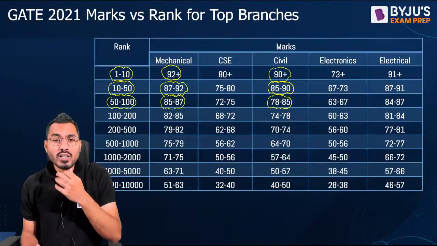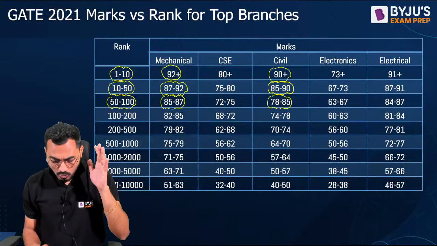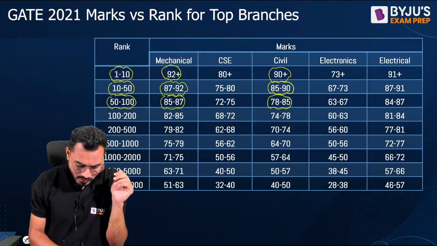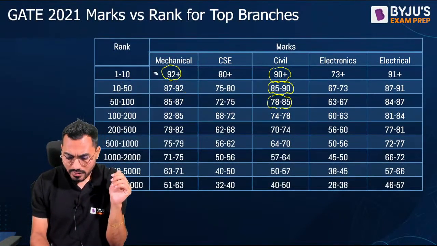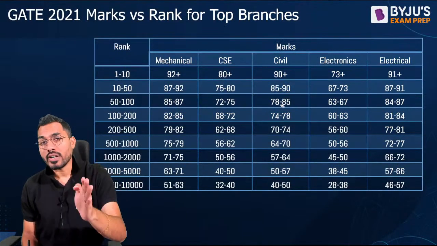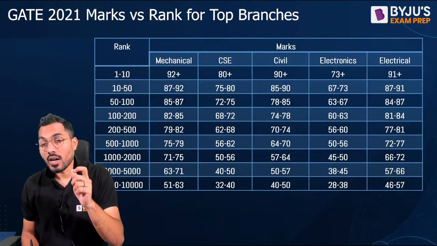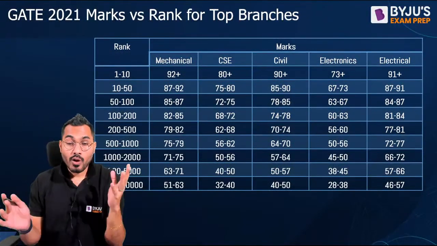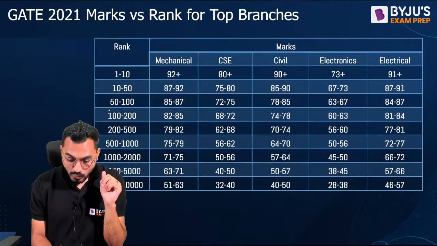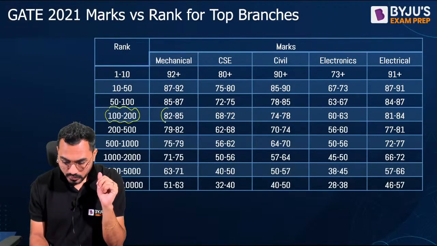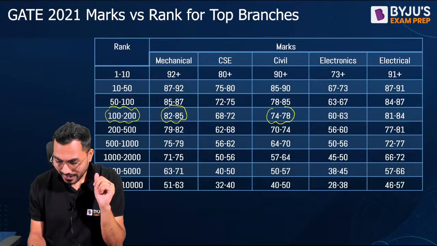Now, most importantly, sir, generally we used to have a motto, and what is the motto? The motto is nothing but scoring marks for a rank below 100. So for a rank below 100, whether it's mechanical or civil, you should score above 80. Above 80 you should score, right? Now accordingly you should plan. Now if I want a rank of 100 to 200, this is the bracket.